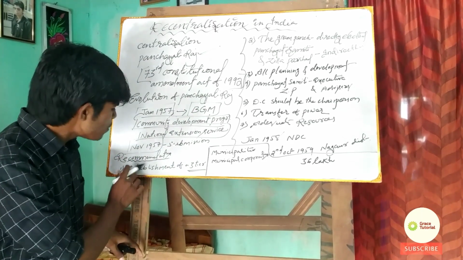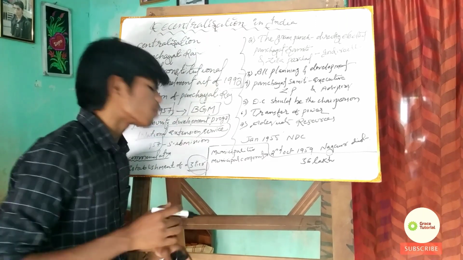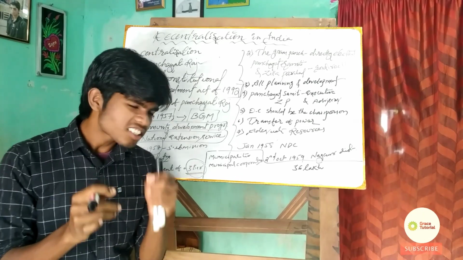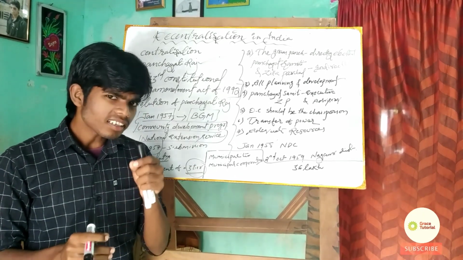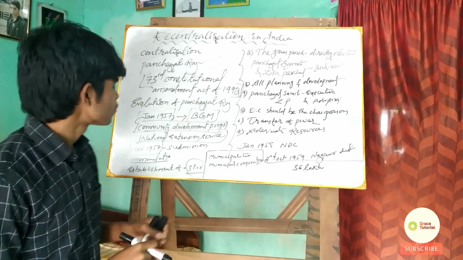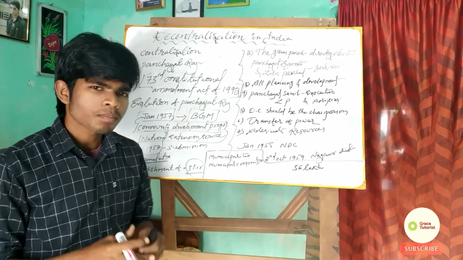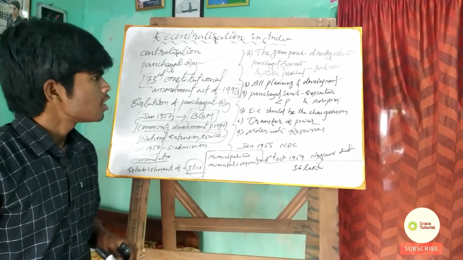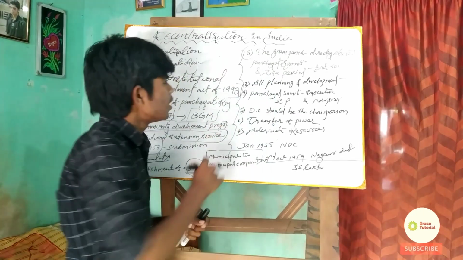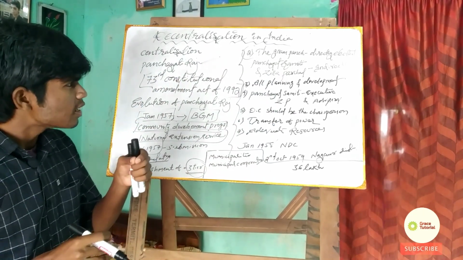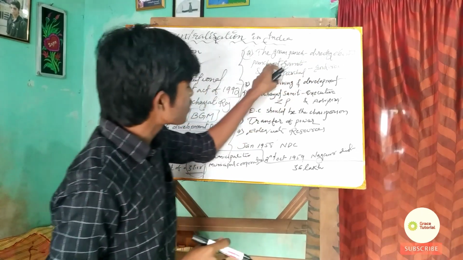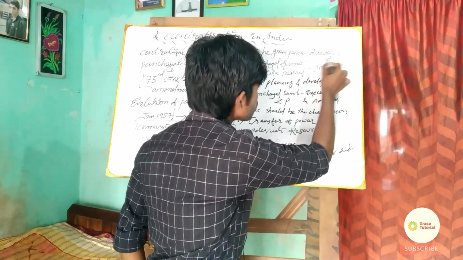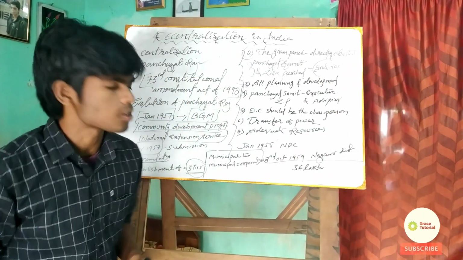Number one, the establishment of a three-tier Panchayati Raj system, that is the village panchayat at the village level, the panchayat samiti at the block level, and the Zilla Parishad at the district level. And all these three tiers should be organically linked with each other. That is recommendation number one. And recommendation number two, the Gram Panchayat should be constituted with directly elected representatives, whereas the Panchayat Samiti and the Zilla Parishad should be constituted with indirectly elected representatives.